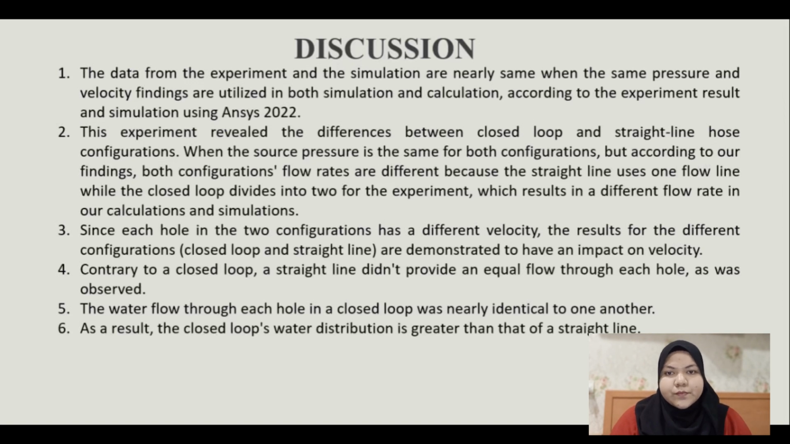I'm going to talk about the discussion for the fluid assignment. The data from the experiment and the simulation are nearly the same when the same pressure and velocity are utilized in both simulation and calculation.